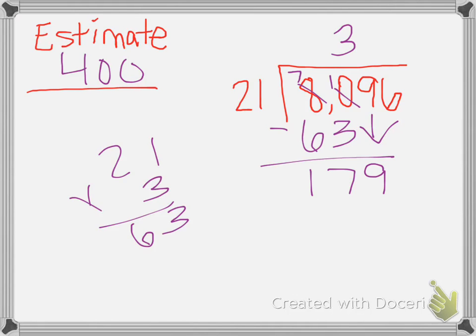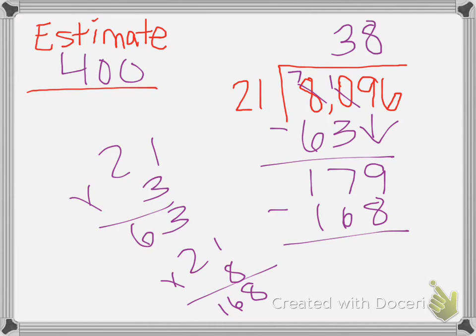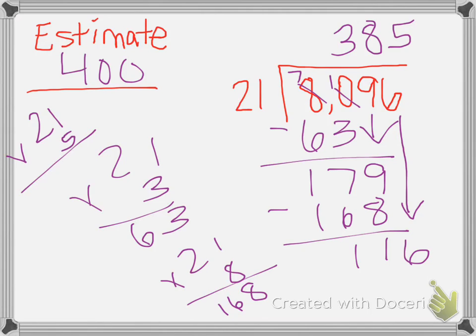21 goes into 179 about 8 times. And then 21 times 8 is 168. Subtract. 9 minus 8 is 1. 7 minus 6 is 1. Bring down that 6. 21 goes into 116 about 5 times. 5 times 1 is 5. 5 times 2 is 10. Subtract. 6 minus 5 is 1. 1 minus 0 is 1. So it's 385, remainder 11.